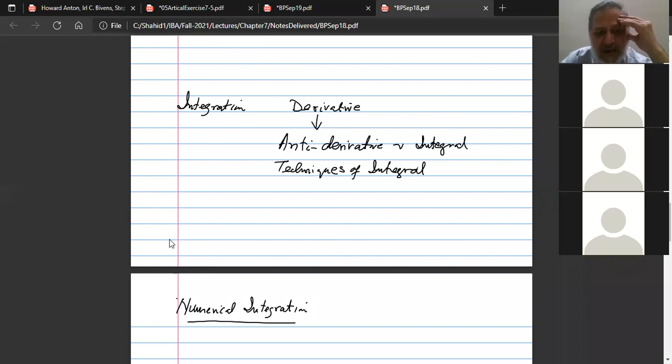But what is integration? This question has not been addressed.